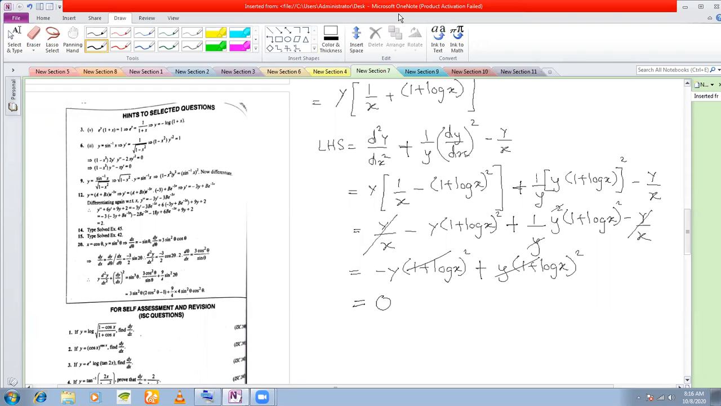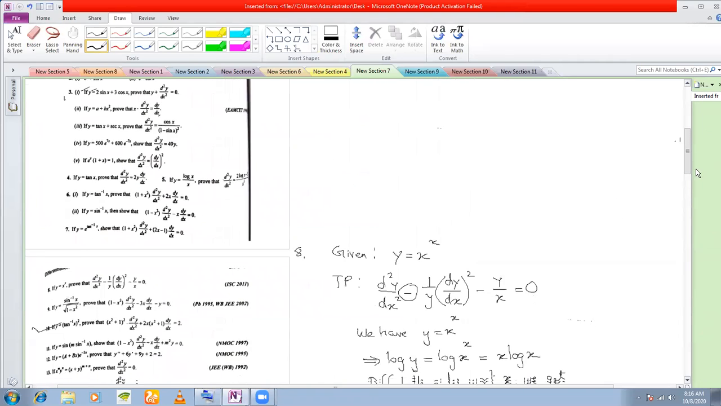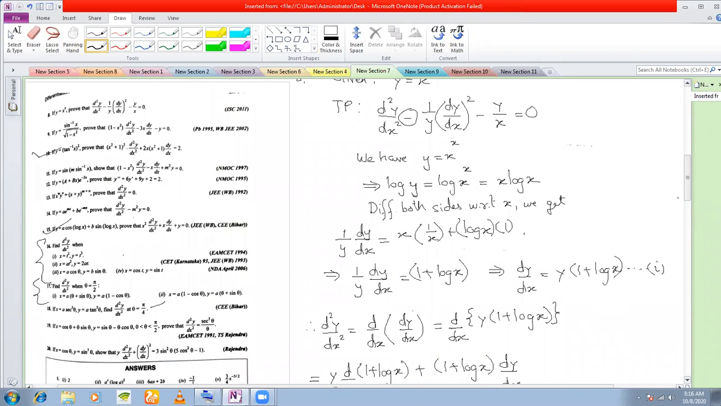Govinda. Yes, sir. So I think, not think, in fact, I am very sure that this will be a plus sign. That's a printing error there. Because our differentiation is correct, absolutely. There's nothing wrong with our differentiation.